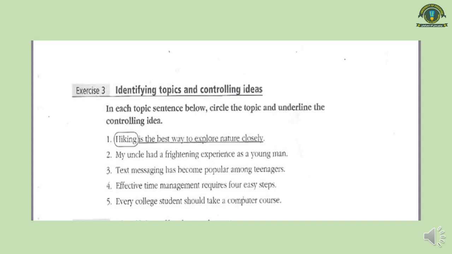Every college student should take a computer course. So college student is the topic, and we need to be talking about the computer course. That is the controlling idea: what should every student do, or what are the things that every student should do. So in this way we always have a topic and then the controlling ideas that we are writing in different paragraphs. So those controlling ideas determine the content that we are writing in each paragraph.